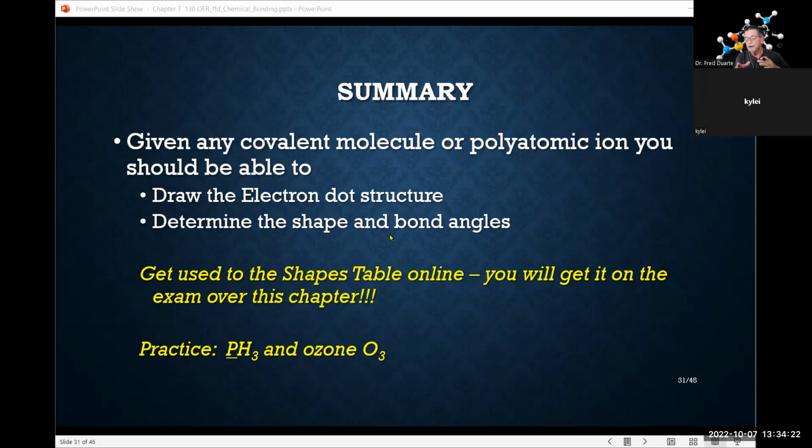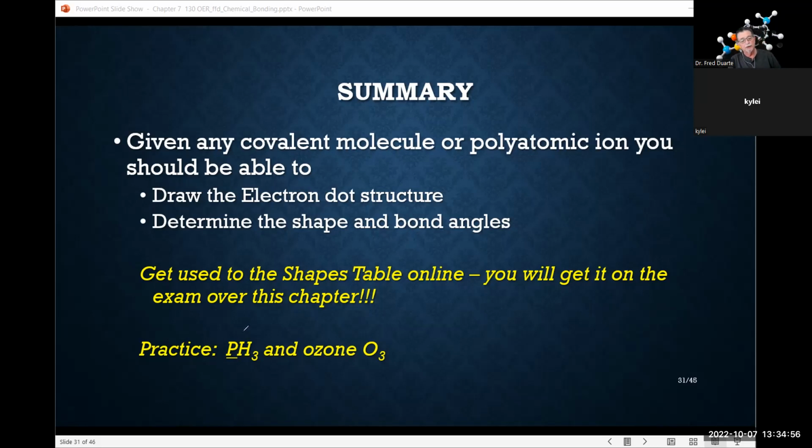We're going to learn in the next chapter about the polarity of the molecule, which is related to the bonds. But before we can do that, we have to understand the structure three-dimensionally, and that's what the electron dot structure gives us, okay? And then from the shapes table, we can determine what the shape is and the bond angles. And then I left with this, saying to try this at home, PH3, and then good old ozone, okay?